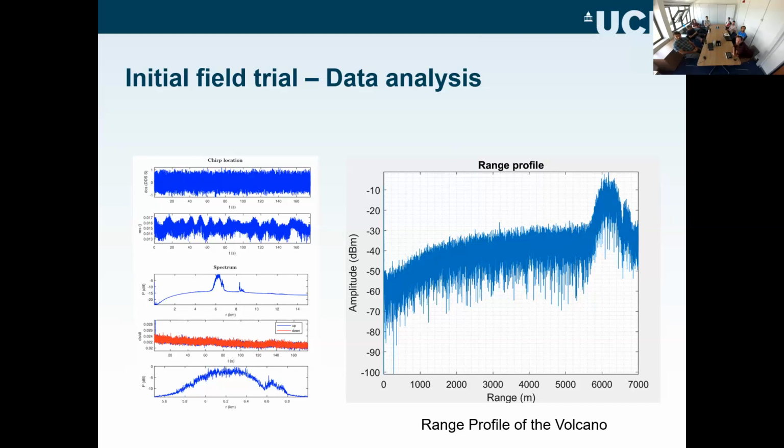From the data that we managed to retrieve, there's still some analysis to be done. On the left it shows the processing that my colleague has done on this, trying to separate out the up and down chirps and figuring out where they finish, so they can be processed correctly to produce a nice FFT range. On the right, it's a simple range profile that you can get. On the left, that process is automated.